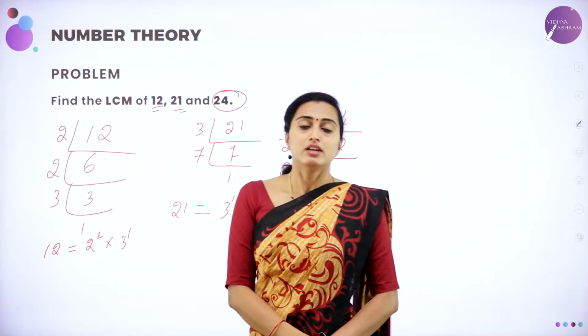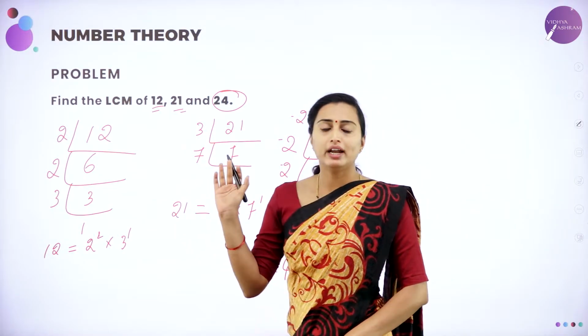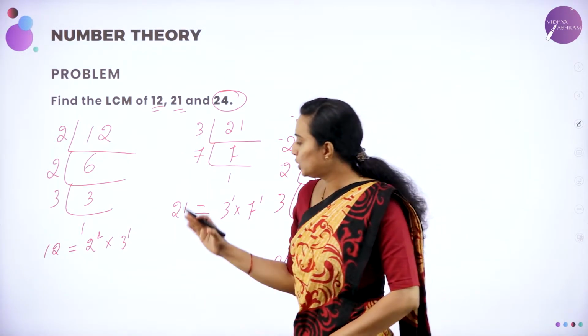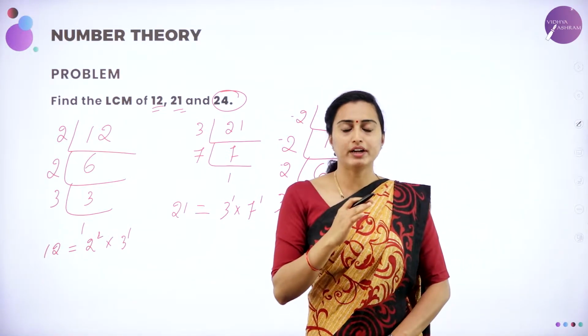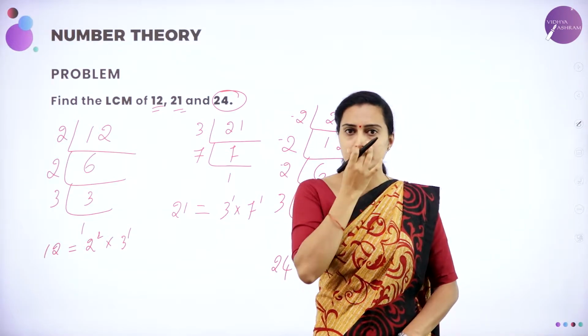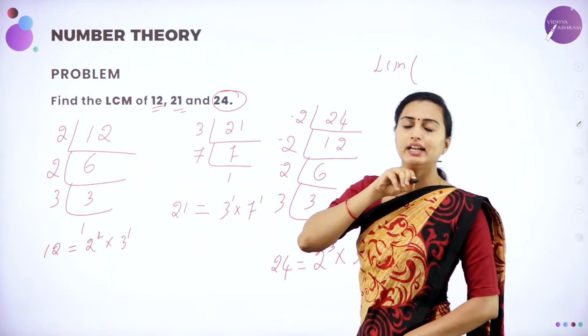Dear students, you observe here. You are going to write all the prime factors which you have for 12, 21 and 24, and for each prime number you write its highest power. So the LCM of, you are going to write it like this.